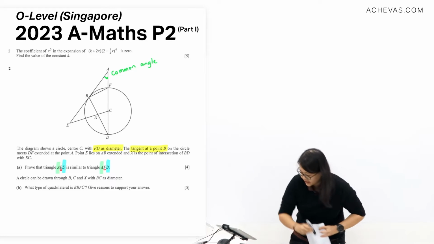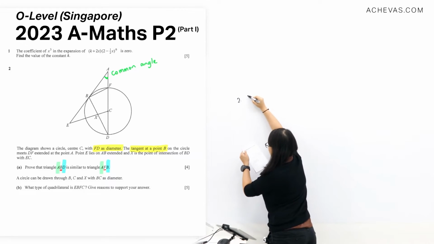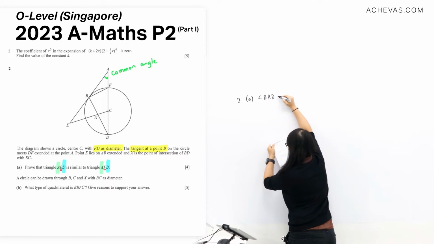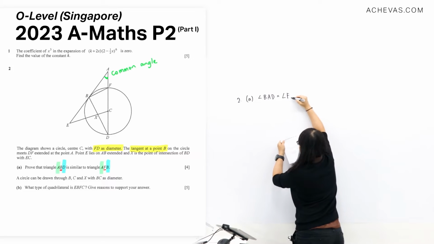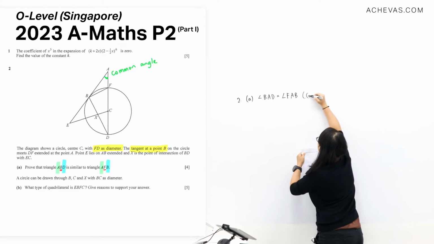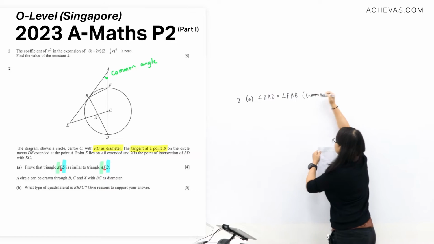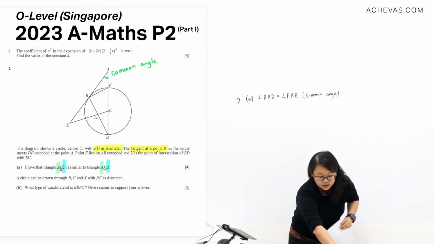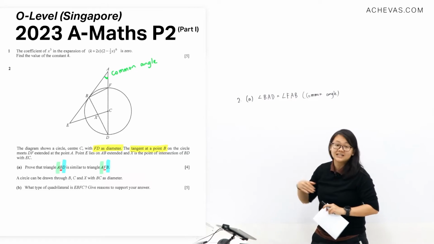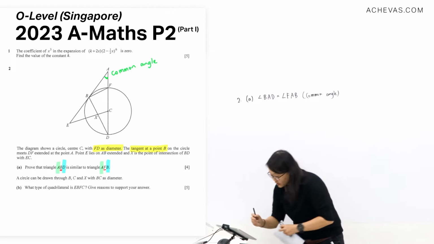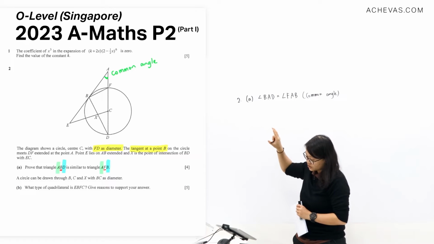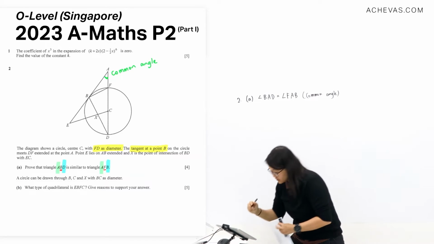Okay, so my first point here for question 2A, I have located this angle BAD will be equal to angle FAB because these two are actually the same angle, so it's a common angle. Alright, now let's take a look at the next two angles. Now I'm going to find the easier one to explain. So I'm going to focus on the blue color letter, which is D.